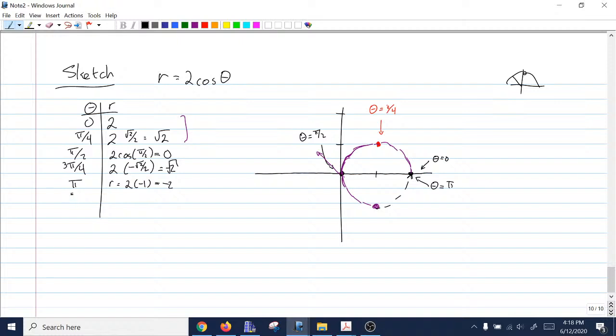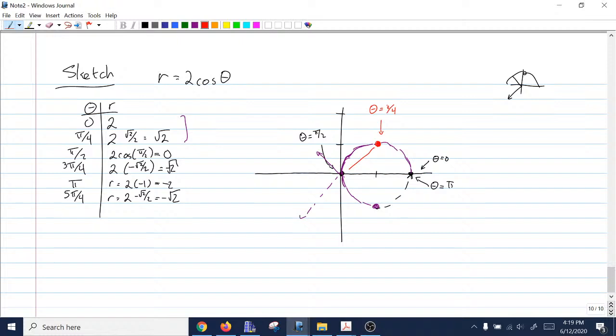If I go to what'll be the next pi over 4 after pi, which is 5 pi over 4, I'm going to get r is 2 times cosine 5 pi over 4. What is cosine 5 pi over 4? It is negative root 2 over 2. It gives me negative root 2. So I want to go this direction by negative root 2. That puts me back at the exact same point I was at before.